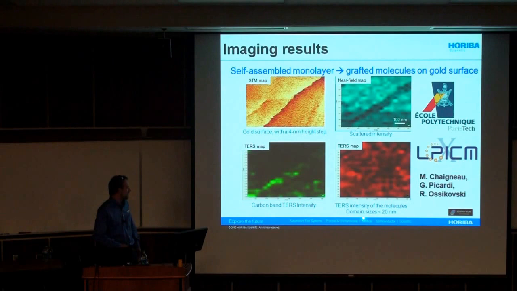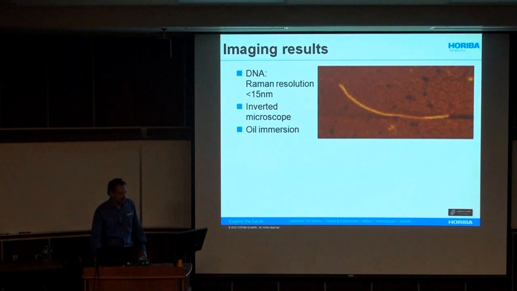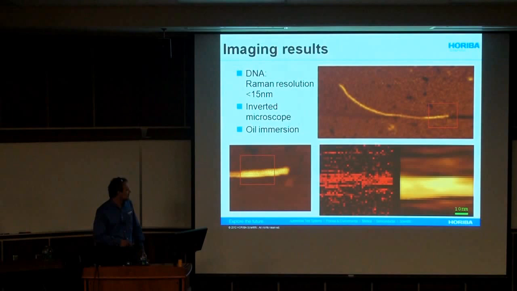Here we have done these DNA measurements that I showed earlier. Again, the image is maybe not the greatest resolution, but the DNA, when you do just the AFM image, shows up as about 2-3 nanometers. When you do TERS, it's slower, so with the drift, it tends to show as more like 10-15 nanometers, and this is the resolution we get with the TERS signal.